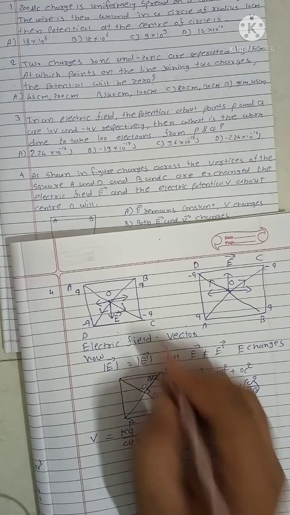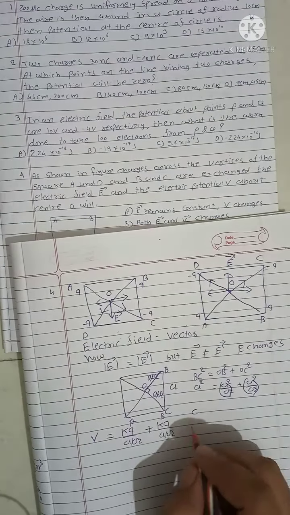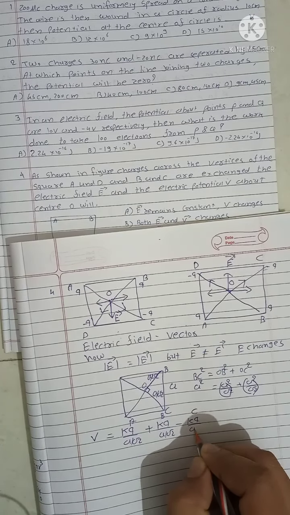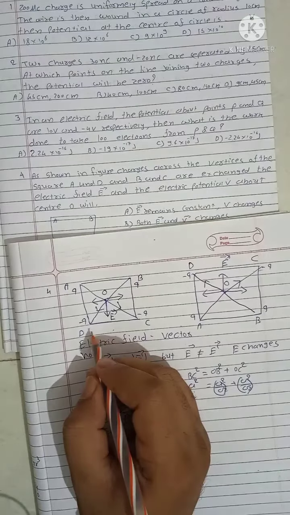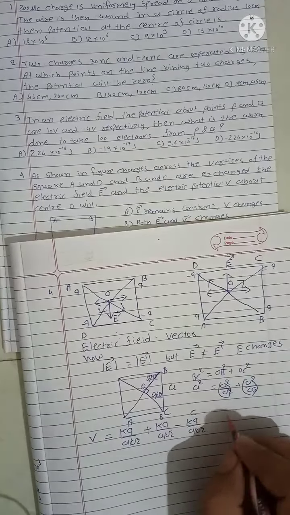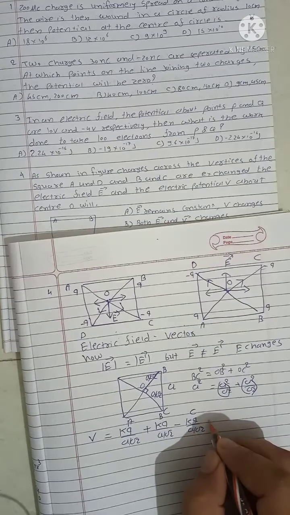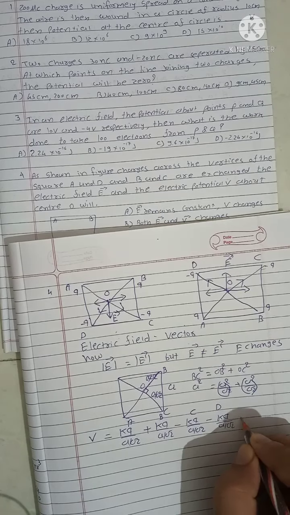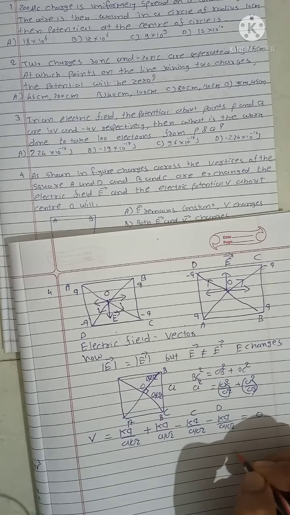Now see, at C there is a negative charge, so it will become minus kq upon a by root 2. And at D there is also negative charge, so the potential at D also becomes negative, that is kq by a upon root 2, and it will become 0.